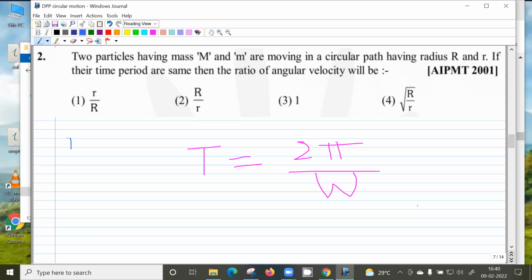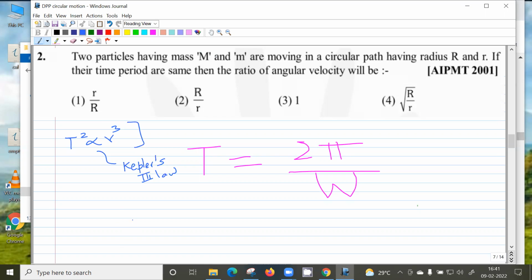Okay, there is one: T square is proportional to R cube. You know this formula. The square of the period is proportional to the cube of the radius. What is this called? In gravitation, Kepler's law. Yes, A cube means elliptical path, but it's valid for circular also.